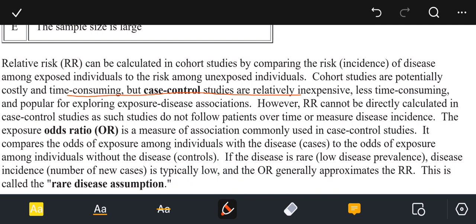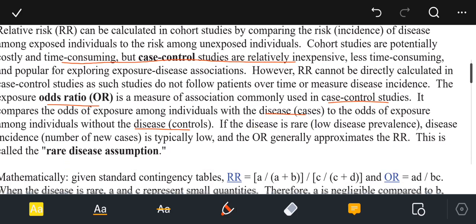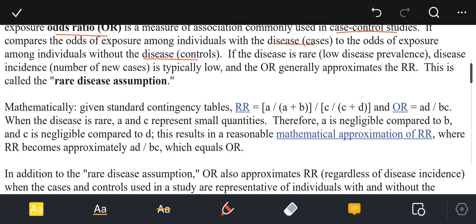However, the relative risk cannot be calculated in case control studies, as such studies do not follow the patients over time or measure the disease incidence. The odds ratio is a measure of association commonly used in case control studies. It compares the odds of exposure among the individuals with the disease, that is cases, to the odds of exposure among the individuals without the disease, that is controls. If the disease is rare, with low prevalence and a typically low number of new cases, the odds ratio generally approximates the relative risk.